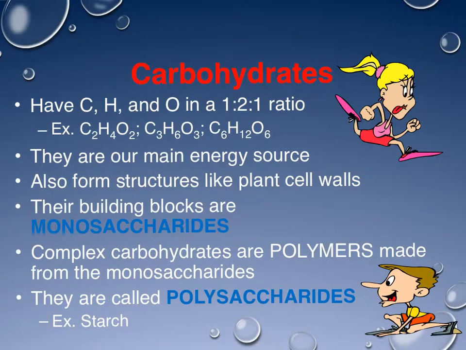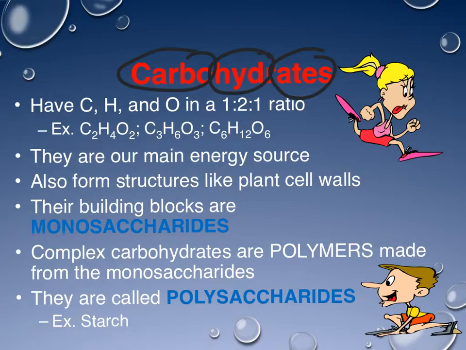Let's first look at carbohydrates. The word carbohydrate is actually composed of multiple words: carbo, hyd, and ate. Carbon, hydrogen, and oxygen. In a carbohydrate, you generally find the ratio of carbon, hydrogen, to oxygen as 1 to 2 to 1. Carbohydrates are our main energy source. The building blocks of carbohydrates are called monosaccharides. So the polymer is the carbohydrate. We also call that the polysaccharide, and the building block is the monosaccharide.